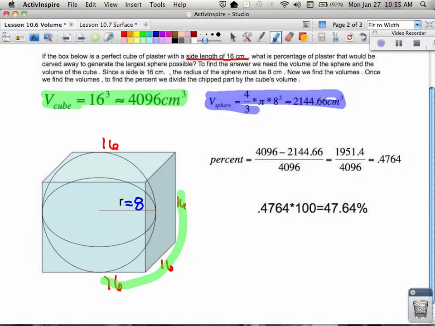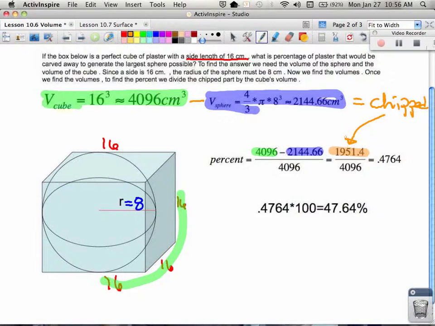Now, when we compare those two volumes, to figure out how much was chipped away, what I'm going to do first of all is, since I have my volume of my cube and I have my volume of my sphere, I'm going to subtract those two because that equals the chipped away part. Because take the cube, have left the sphere, and that's how much is gone. When I do that, I take my 4,096 and I subtract off my 2,144, and that means that my chipped away part was 1951. So this is how much plaster I had to waste in order to get my sphere.